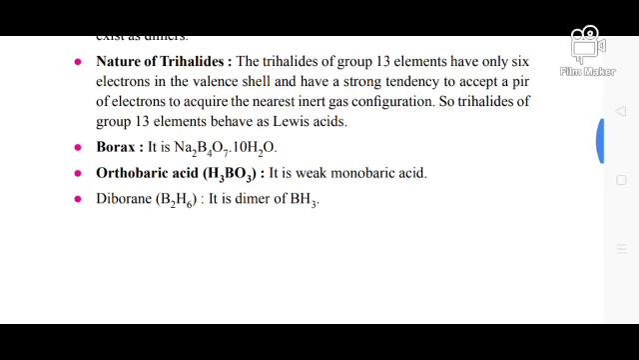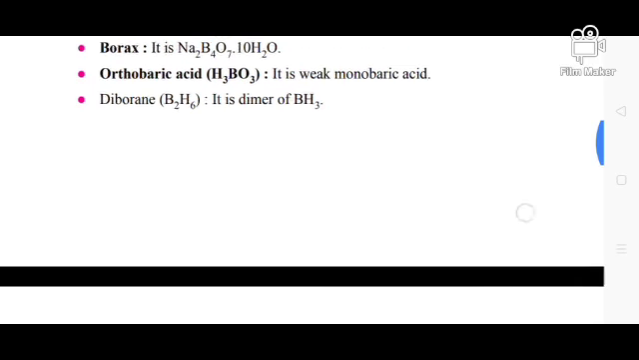Next, borax. What is borax? Its formula is Na2B4O7.10H2O. When we discuss orthoboric acid, it is H3BO3. It is a weak monobasic acid. And diborane is B2H6, which is a dimer of BH3. You have to remember all these things.